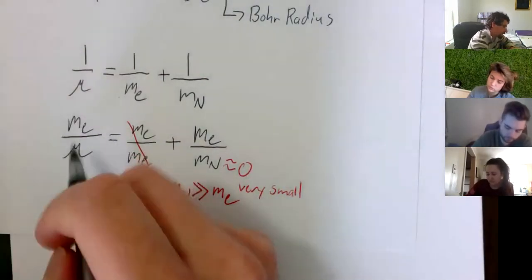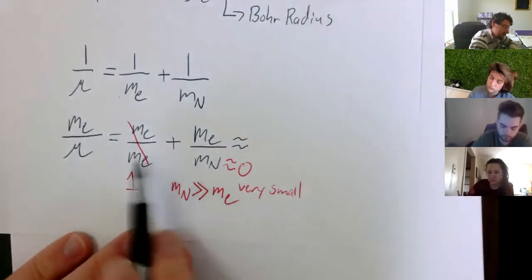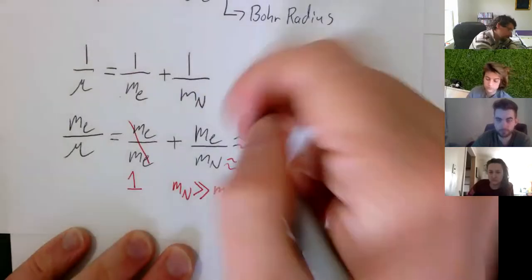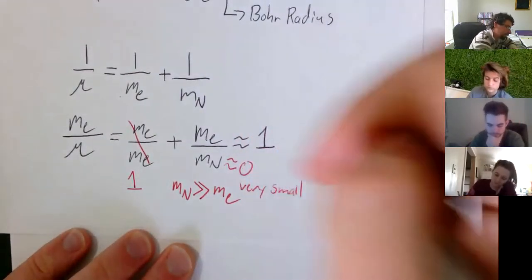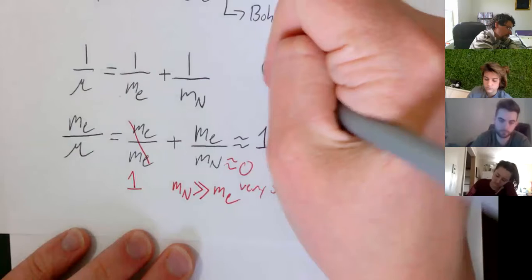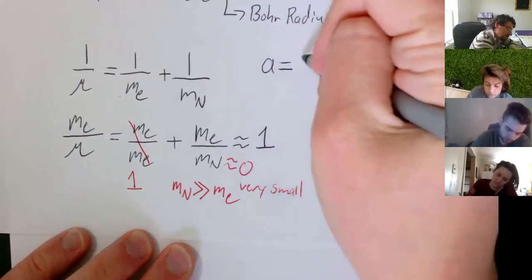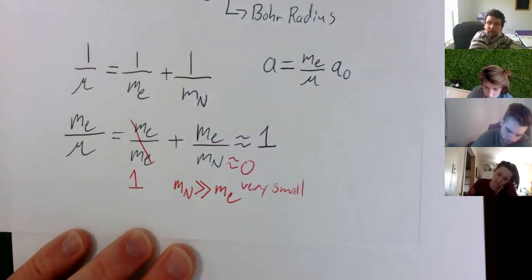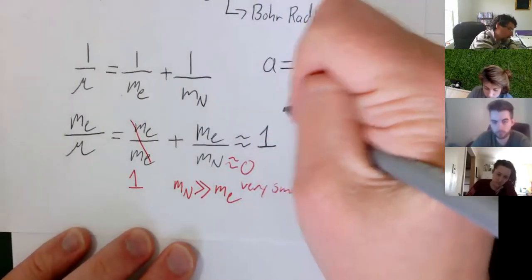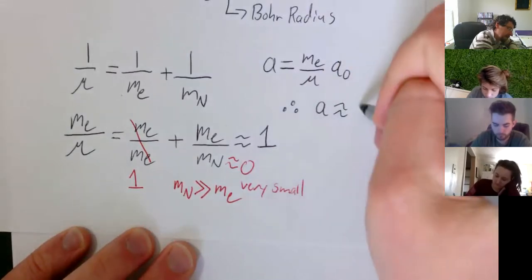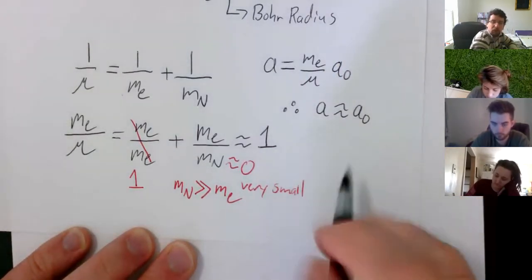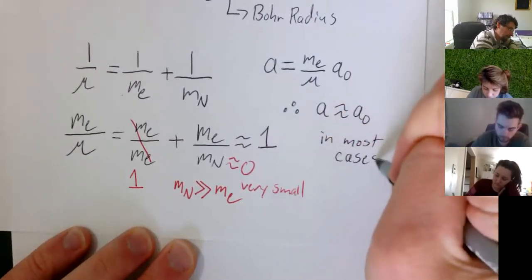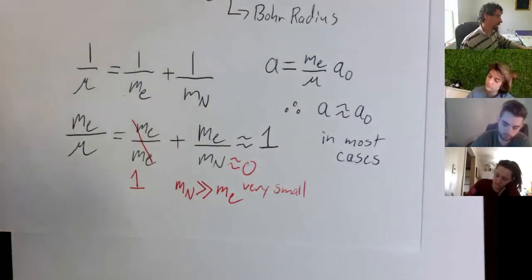So if we were approximating this expression, what's this portion equal to? Yeah, we could say it's equal to 1. So what do we know about A and A naught? They're about the same. So therefore, we can assume in most cases that these two are approximately equivalent to one another. So that's going to make our life a little bit easier.